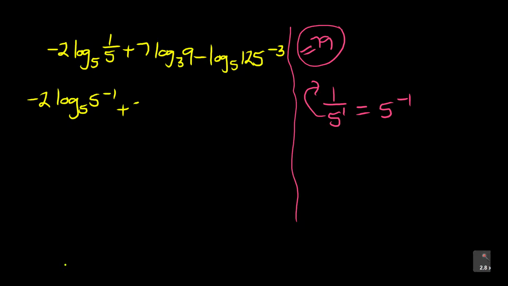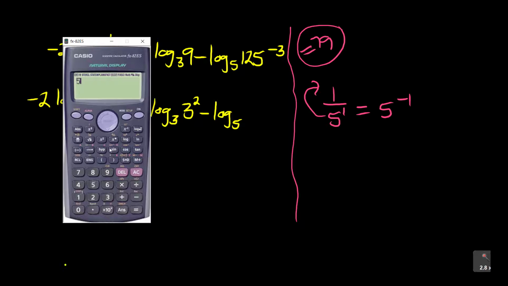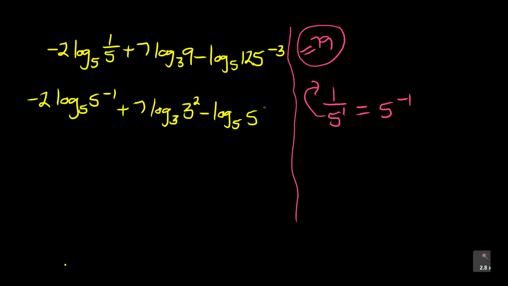And then plus 7 again, log base 3, convert 9 into 3, which is 3 squared. You're trying to match. And then minus log base 5, identify what is 125. Now 5 to the power of 3 is what? Is 125. So this is 5 to the power of 3, but look at this, you've got brackets times negative 3 outside there. You'll be multiplying that. So this is the same as saying equal to.